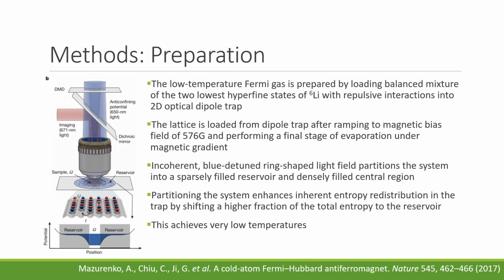So now I'm just going to briefly talk about how they prepared the state to perform the investigation. They need to start by making a very low temperature sample. So the two lowest hyperfine states of lithium-6 with repulsive interactions are loaded into a 2D optical dipole trap, which reduces the temperature. They then ramp to a magnetic bias field of 576 G and perform a final stage of evaporation under the magnetic gradient, which allows them again to reach even lower temperatures.